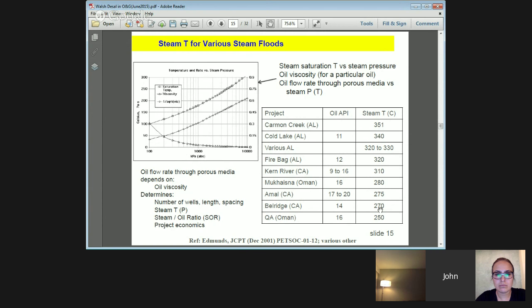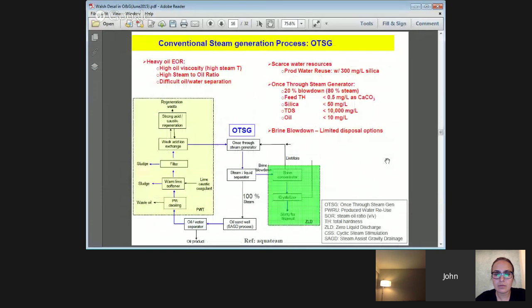Oman have lower temperatures. So what we've seen in the industry is a trend toward more extensive desalination in Alberta. As temperature of the steam goes up, scaling and fouling problems become more of an issue, and that has driven the Canadian industry to implement more sophisticated steam generation methods.